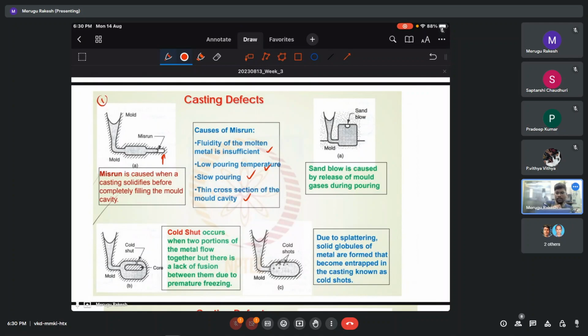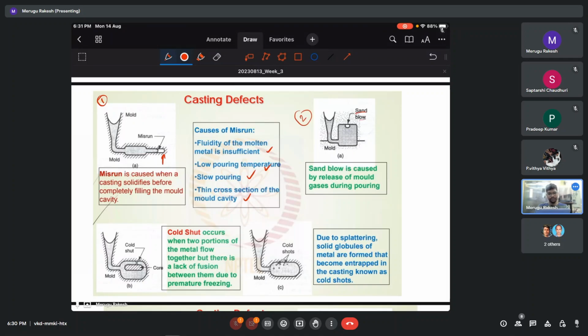Okay, so let us see the second one, that is sand blow. Basically, when you pour metal into the mold cavity, there will be some binders which will vaporize when they come in contact with the metal, and then these gases have to be vented out. If they are not vented out, it forms this sand blow.